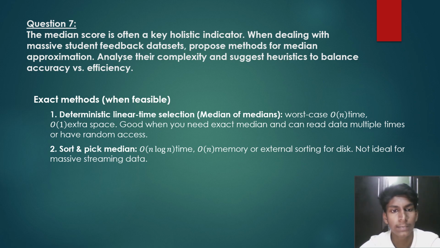Deterministic linear time selection, median of medians. Worst case O(n) time, O(n) extra space. Good when you need the exact median and you can read data multiple times or have random access. Sort and pick the middle: O(n log n) time and O(n) memory, and external sorting for disk. Not ideal for massive streaming data.